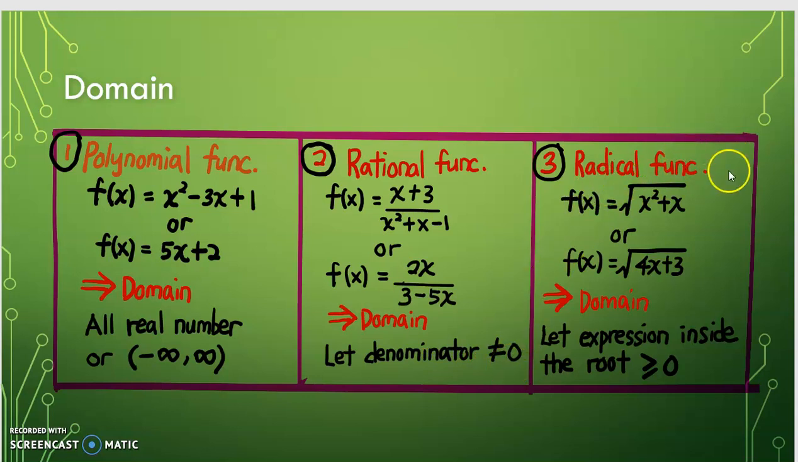Finally, radical function. So radical function is in the form of square root. So if you want to find the domain, we will let the expression inside the root be greater than or equal to zero. Let's look at the first example, square root of x squared plus x. So the expression inside the root will be x squared plus x. So this expression must be greater than or equal to zero. In our second example for radical function, you can see that the expression inside the root will be 4x plus 3. So this expression must be greater than or equal to 0.